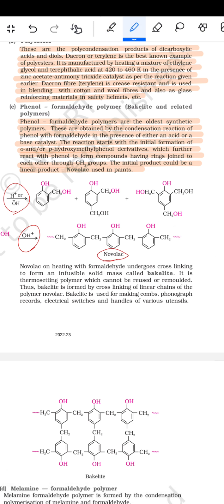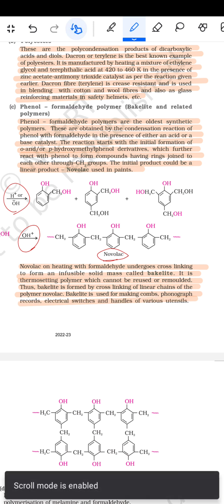Novolac on heating with formaldehyde undergoes cross linking to form an infusible solid mass called bakelite. It is a thermosetting polymer which cannot be reused or remolded. Thus bakelite is formed by the cross linking of the linear chains of the polymer novolac. Bakelite is used for making combs, phonograph records, electrical switches and the handles of various utensils.